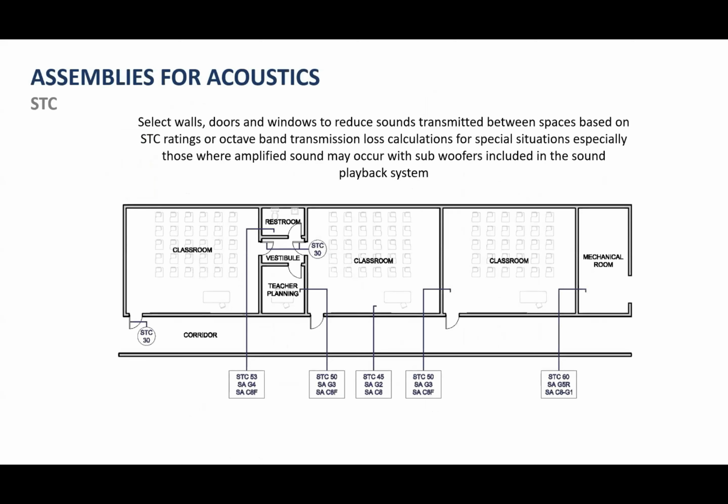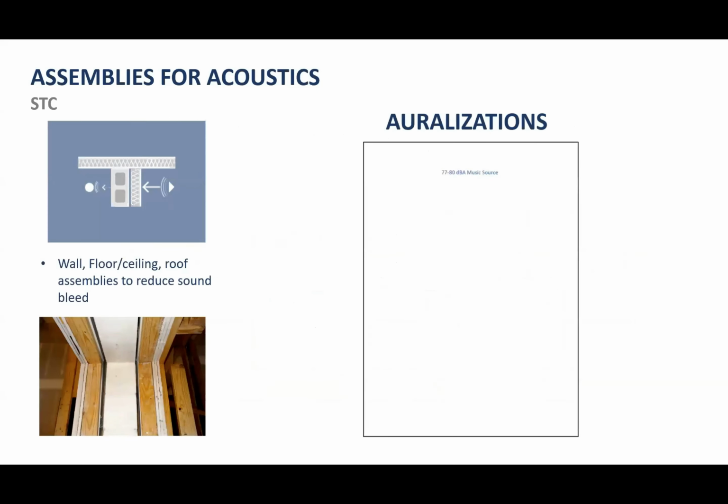When we look at the STC, that's more for the interior partitions. We want to make sure we're selecting our walls, doors, and windows intelligently so that we're reducing sounds as much as possible between space to space, between classroom to classroom, teacher planning to classroom, and restrooms and classrooms. Mechanical spaces are a big one. So we want to make sure that all of these systems are being looked at carefully.